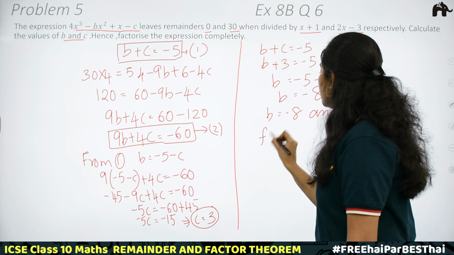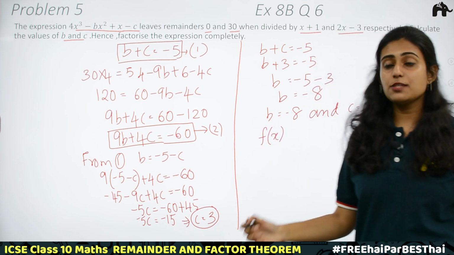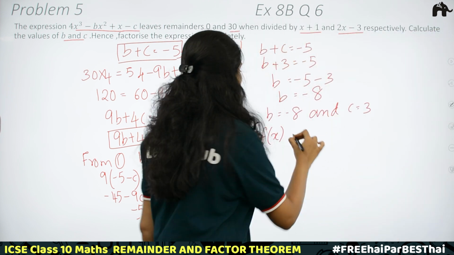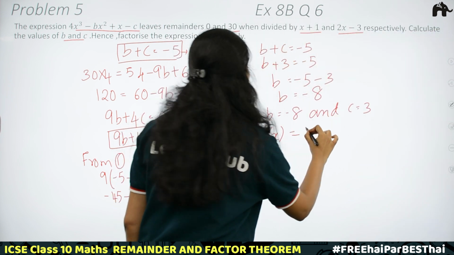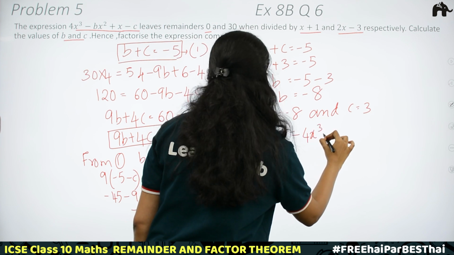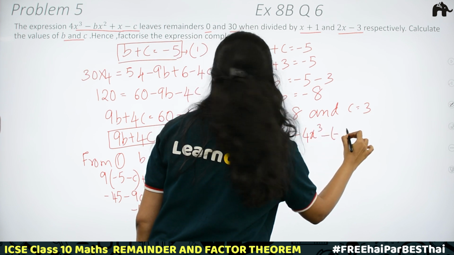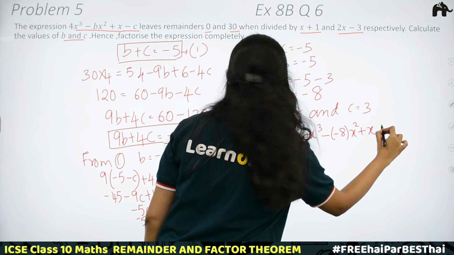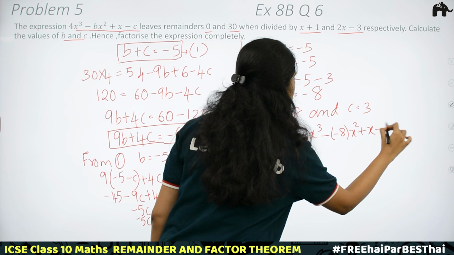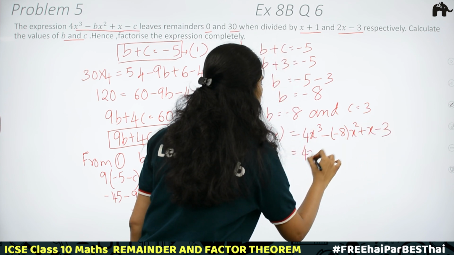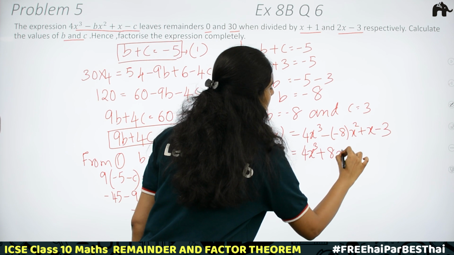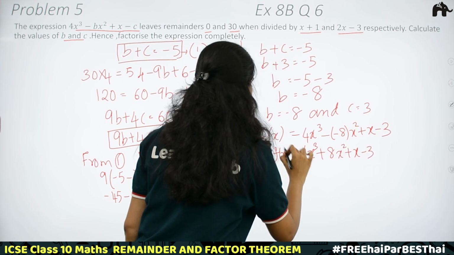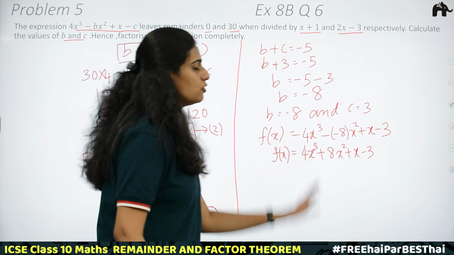What change happens in the expression? We have to substitute B is equal to minus 8 and C is equal to 3. Then the expression f of x will become 4x cube minus of minus 8x square plus x minus C minus 3. That is equal to 4x cube plus 8x square plus x minus 3, f of x. This is the expression. Okay, we need to factorize this.